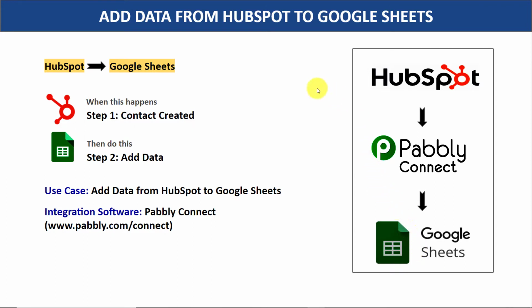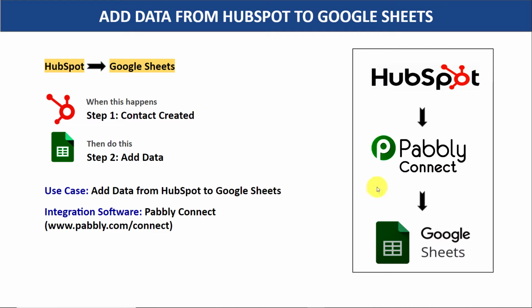The first choice is you copy all the details from HubSpot, sort it out and manually add all this data to Google Sheets. But the process is very repetitive and tiresome. So I would suggest that you bring in some automation so that whenever a new contact is created in HubSpot, it will automatically add this data to Google Sheet.